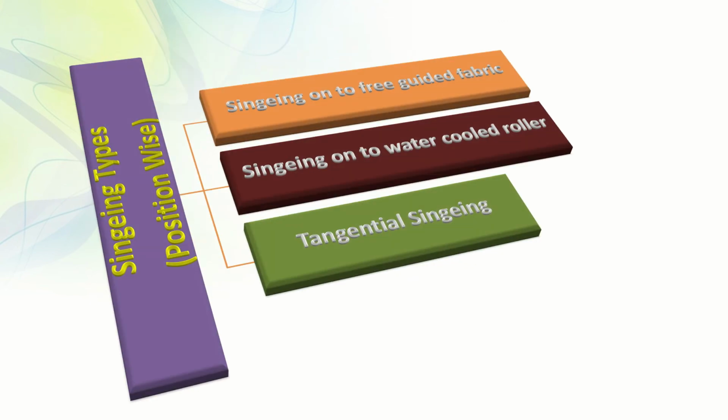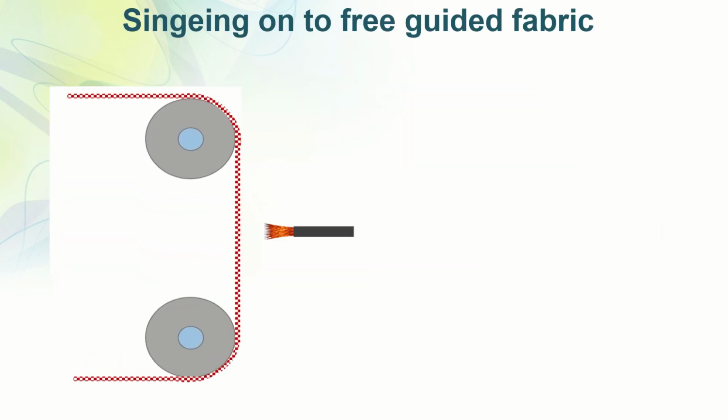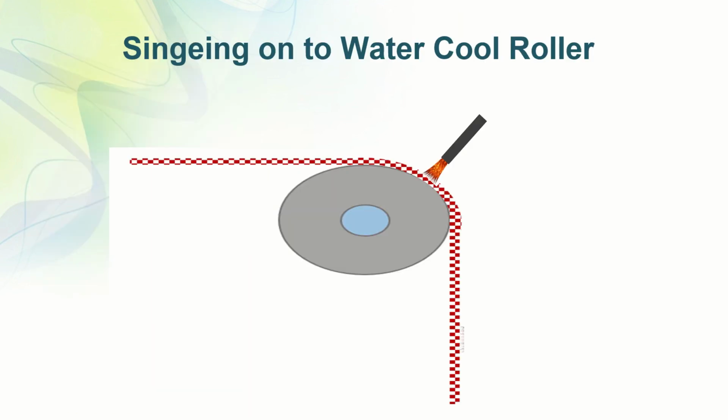Another classification of singeing is based on the position of flame: singeing onto free guided fabric, singeing onto water-cooled roller, and tangential singeing. Singeing onto free guided fabric. This is the most intensive singeing position with high efficiency. In this position, the flame bounces onto the free guided fabric at a right angle. This is mostly used for tightly woven, denser fabric made of natural or regenerated fibers.